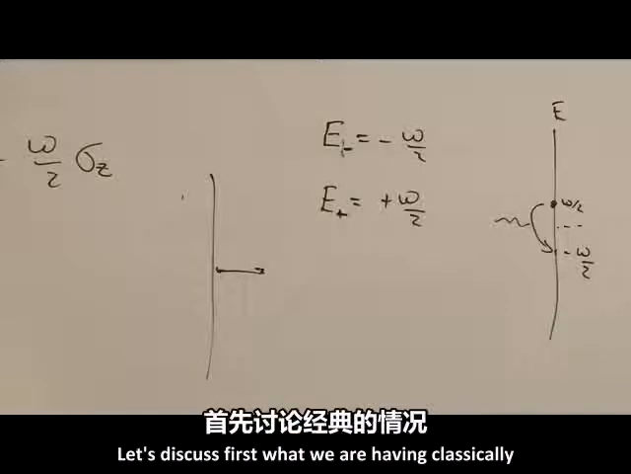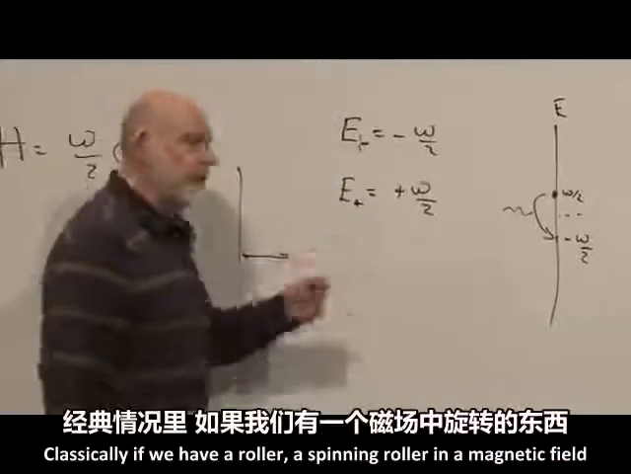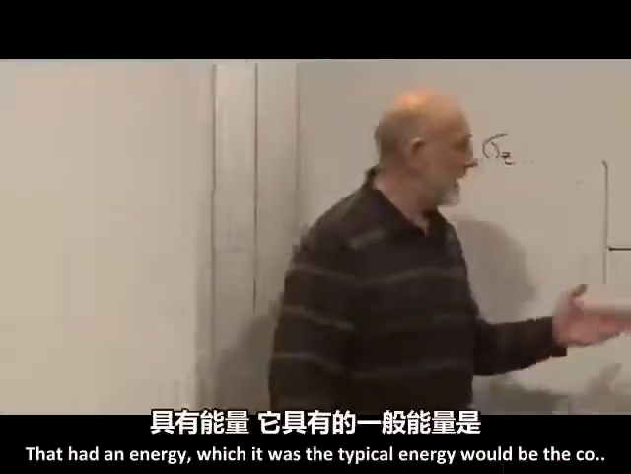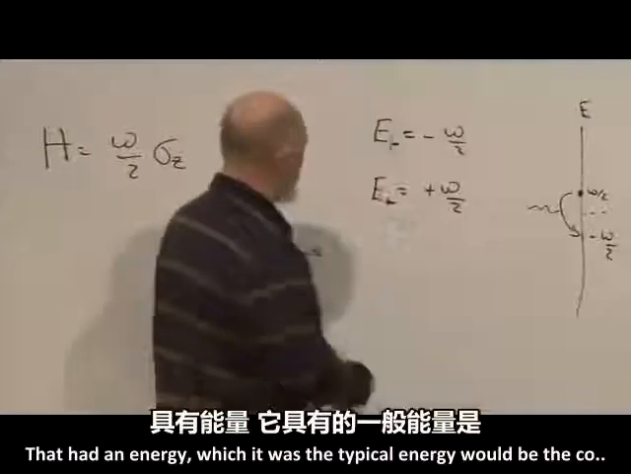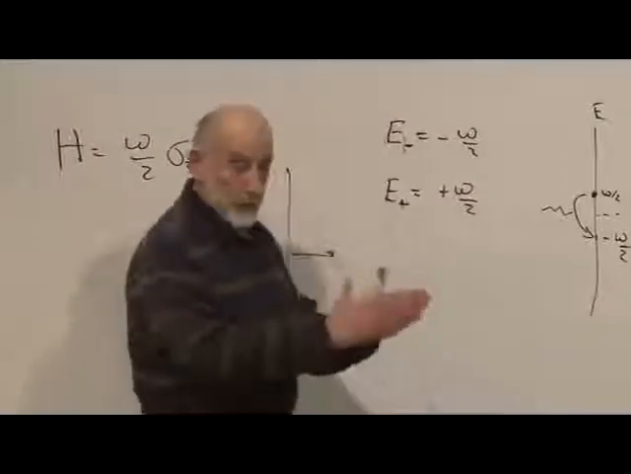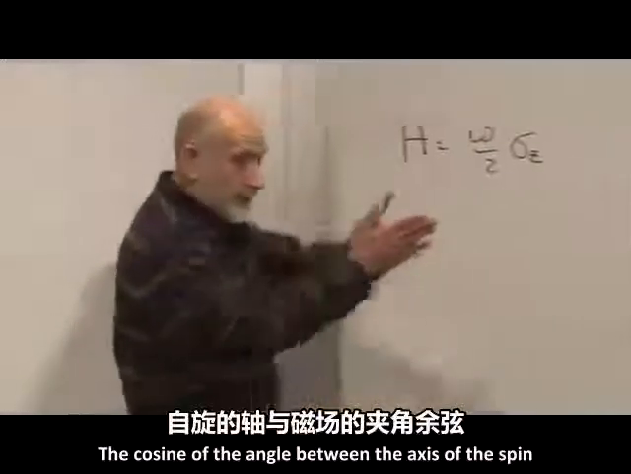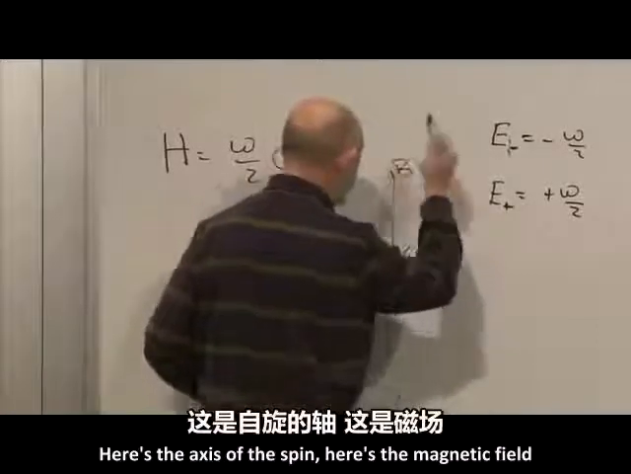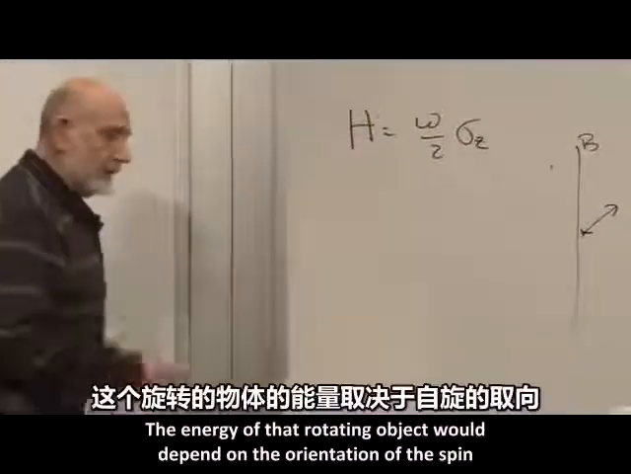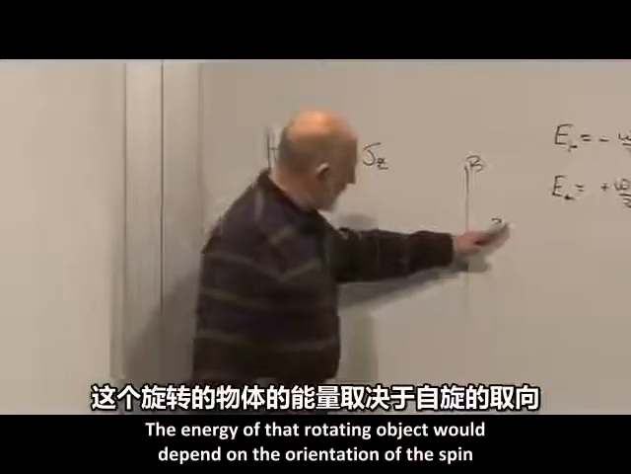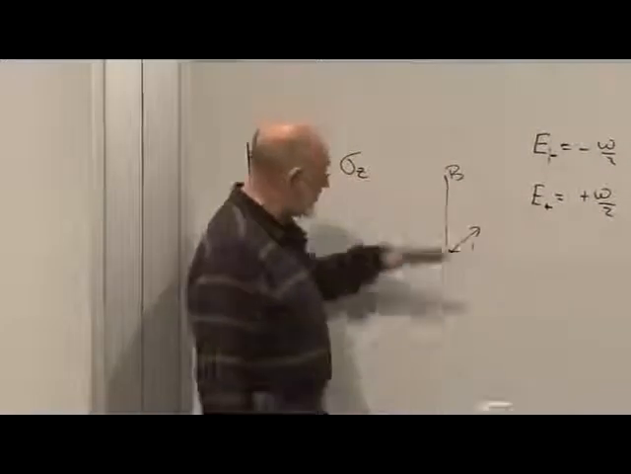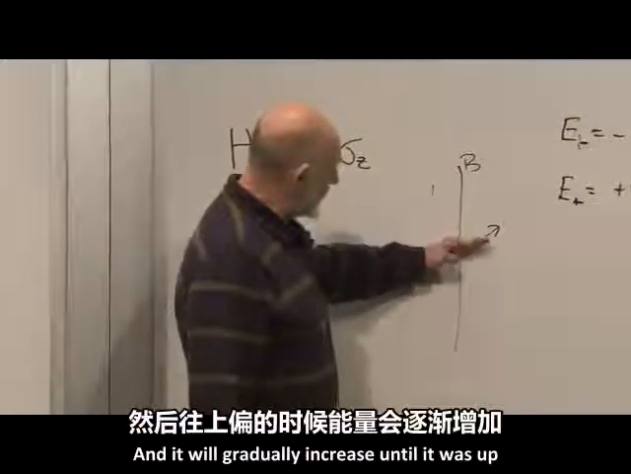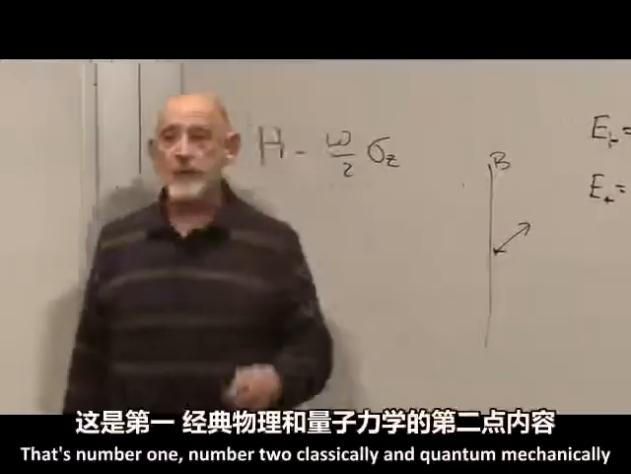Let's discuss first what would happen classically. Classically, if we had a spinning rotor in a magnetic field, the typical energy would be proportional to the cosine of the angle between the axis of the spin. Here's the axis of the spin. Here's the magnetic field. The energy of that rotating object would depend on the orientation of the spin relative to the magnetic field. The energy would be minimum down, and it would gradually increase until it were up. All right, that's number one.